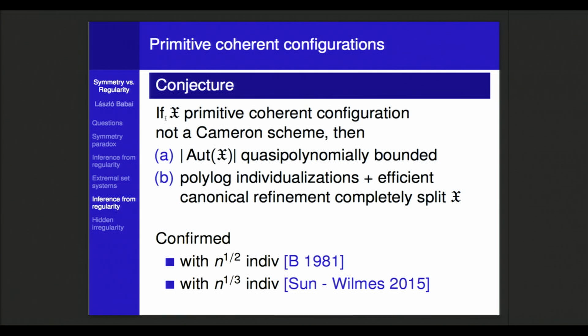Now, this conjecture was confirmed with square root of n instead of quasi-polynomial, the number of individualizations. That's where I started, and now Sun and Wilmes confirmed it with n to the 1/3 number of individualizations, and of course, so here is the target. So that's the number that needs to go down.